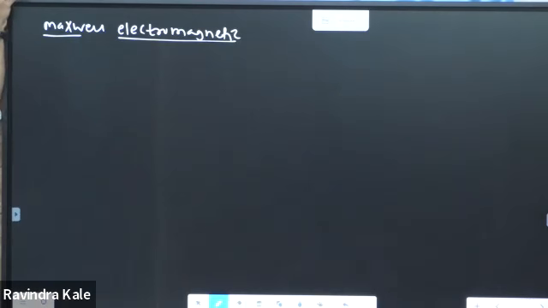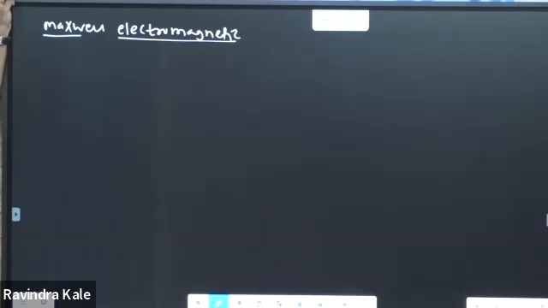Maxwell electromagnetic theory of radiation. So first, what is the meaning of a wave? What is the meaning of wave motion? What is the wavelength? What is the amplitude? What is the frequency? What is the velocity? What is the wave number? These terms are very important in chemistry.